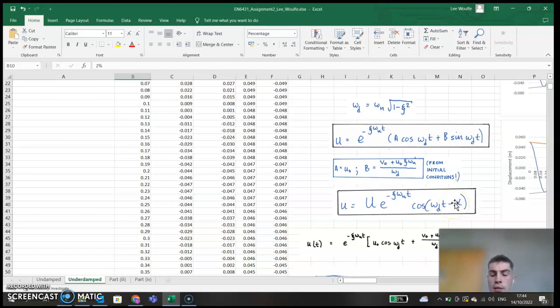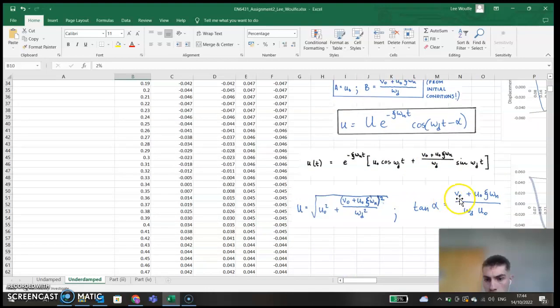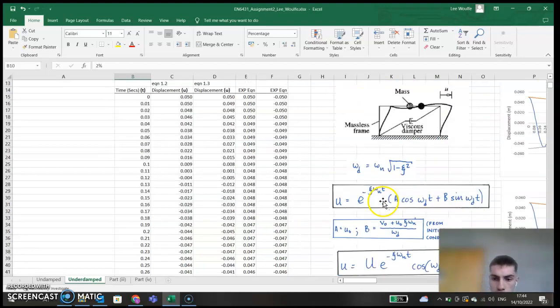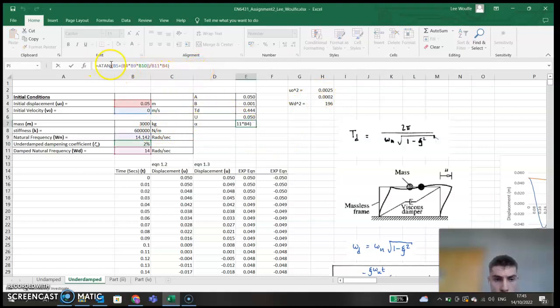So what we did was there was a formula there. It was tan of the phase angle equal to V naught plus the initial velocity plus the initial displacement times zeta. But what we had to do was rearrange this just to get the phase angle. So when we calculated this, which I have done up here, phase angle here. So I put it in there. That gave us our phase angle.